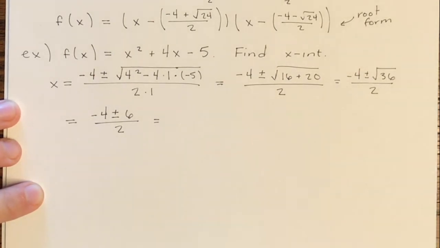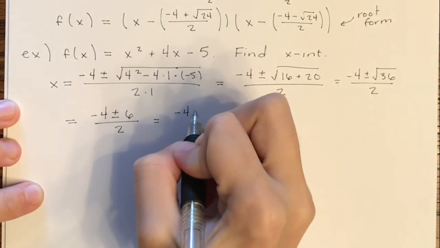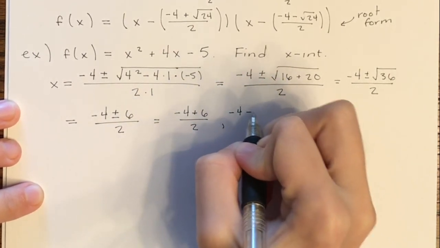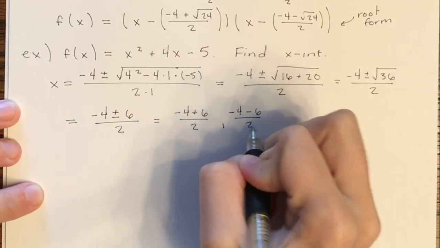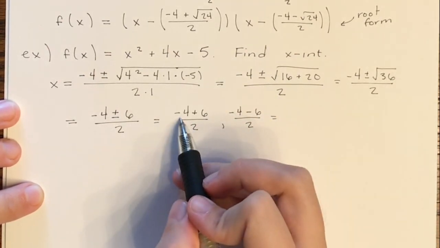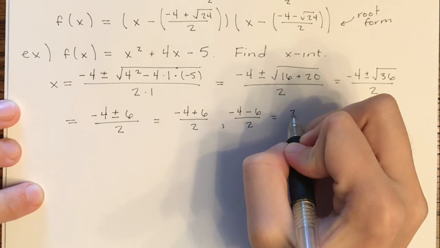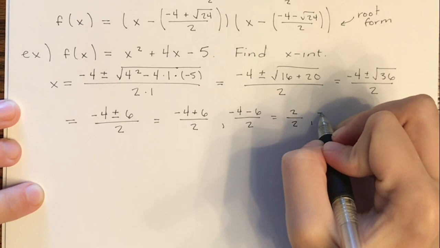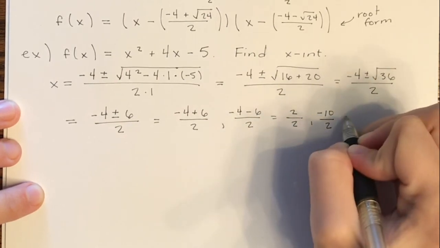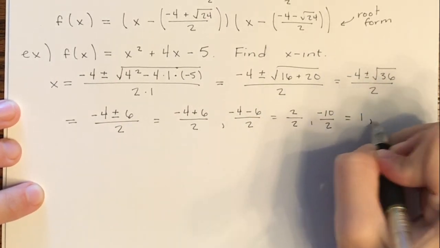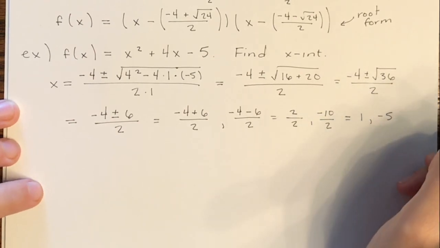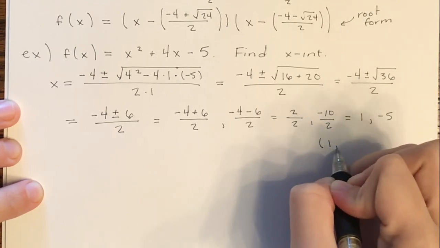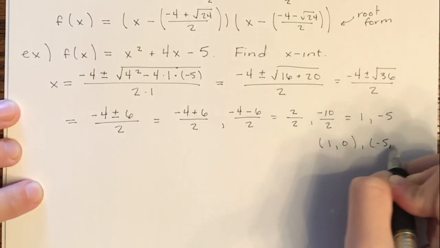What does this equal? Well, again, we have negative 4 plus 6 divided by 2, and also negative 4 minus 6 divided by 2. Which means negative 4 plus 6 is 2, divided by 2, and also negative 4 minus 6 is negative 10, divided by 2. So we end up with 1 and negative 5. That means that our roots are (1, 0) and (negative 5, 0).